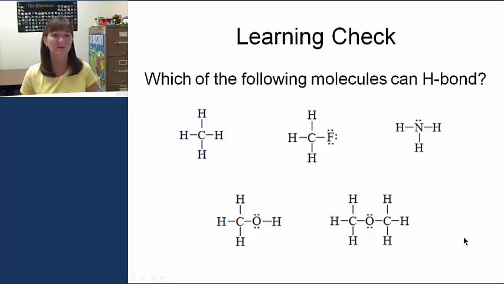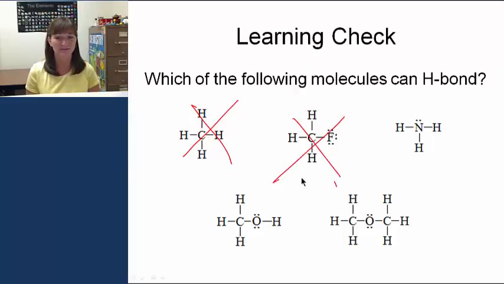All right, one more. Which of the following molecules can hydrogen bond? So I'm trying to trick you here once again, where I want to double check that you are looking for a hydrogen directly bonded to the nitrogen, oxygen, or fluorine. So this one we're going to throw off right off the bat because it doesn't even have nitrogen, oxygen, or fluorine. This one does have a fluorine and hydrogen, but they're not directly bonded to each other. I'm going to cross that one off.